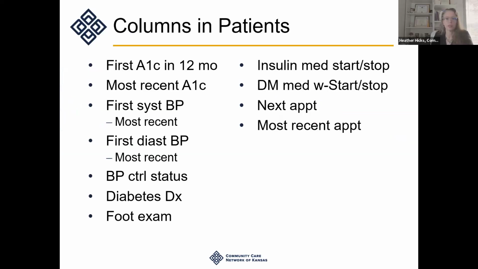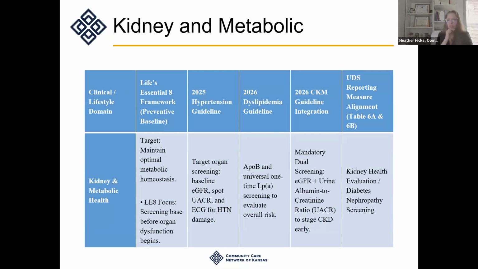All right, so these are all the columns that are on that particular report. And let's see, how did I get these clear at the end? These were supposed to be a little earlier. Sorry about that. So this is looking at the kidney and metabolic health. The Life's Essential 8 is the same thing. The hypertension, we've talked a little bit about that. We know that the high elevated blood pressure causes damage to the kidneys. It can impact the metabolic screening. But now we have some target organ screening in the hypertension guidelines. So we want to look for hypertension damage.